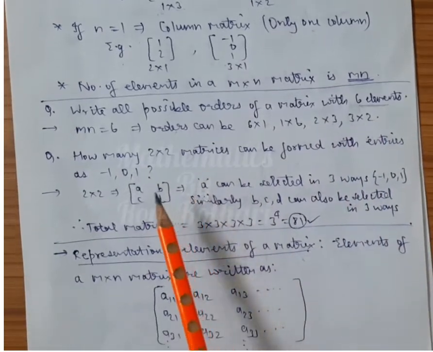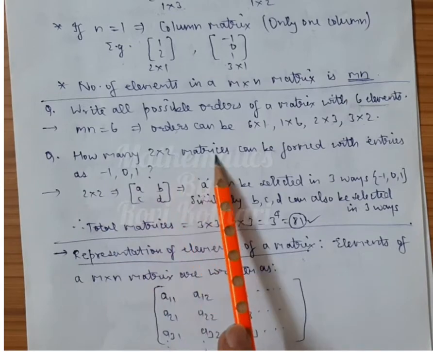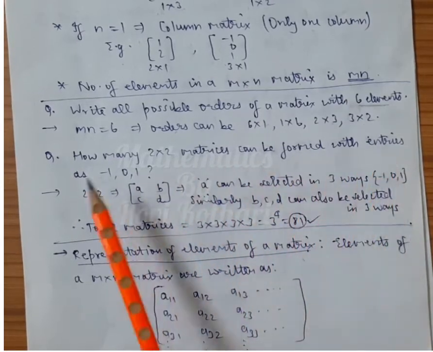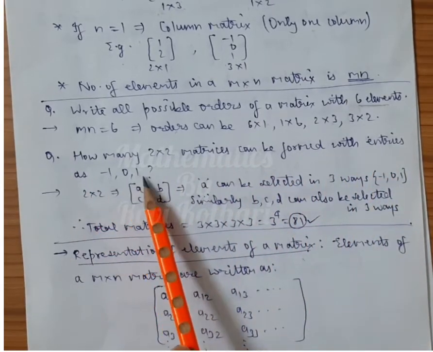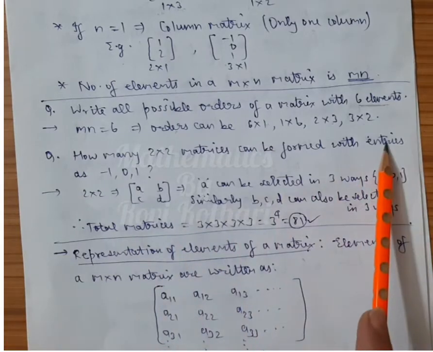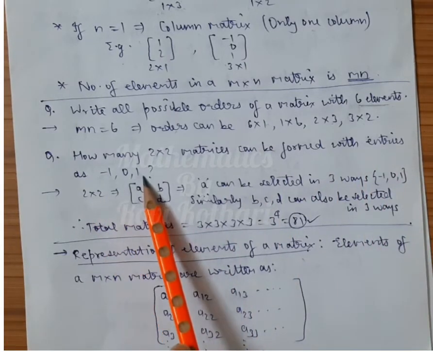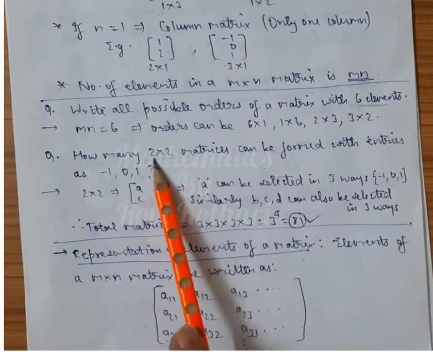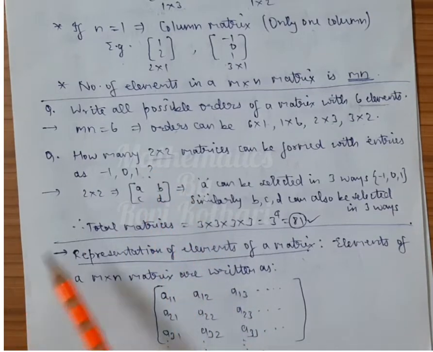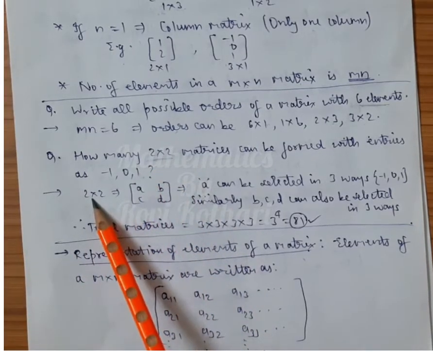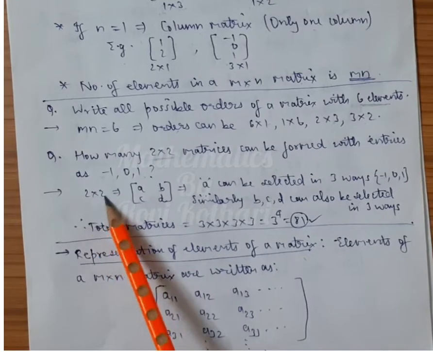Let's see the second question. How many 2 by 2 matrices can be formed with entries as -1, 0, 1? That means the entries, meaning the elements, can only be -1, 0 or 1. But what order matrix do I have to form? 2 by 2 order matrix. Now I know that 2 by 2 order matrix means how many elements I have to fill? 4 elements. 2 into 2, 4 elements.